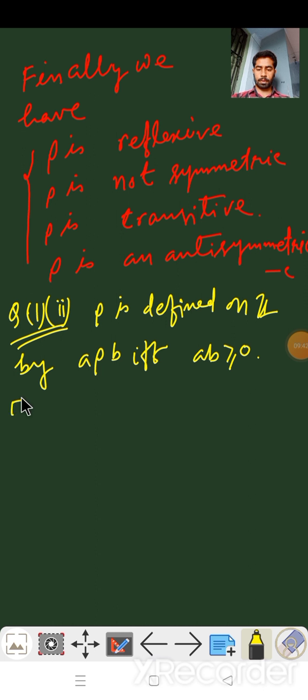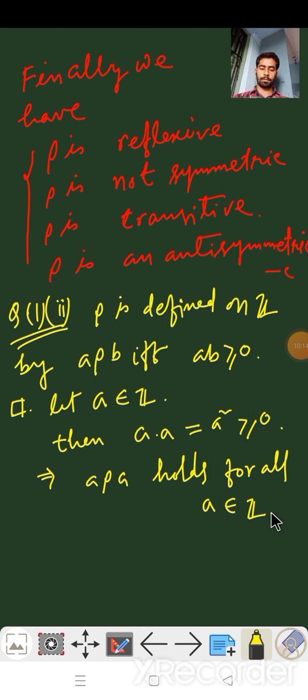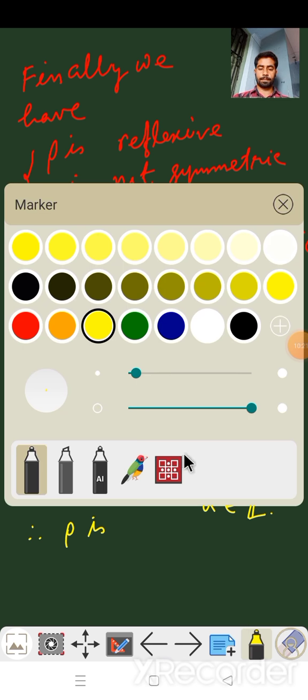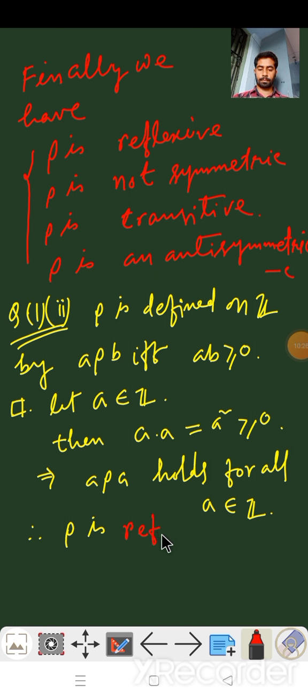Now, to check the reflexivity, let A belong to Z. Then A times A equals A squared, which is always greater than or equal to 0. So A is related to A holds for all A belonging to Z, and therefore rho is reflexive.